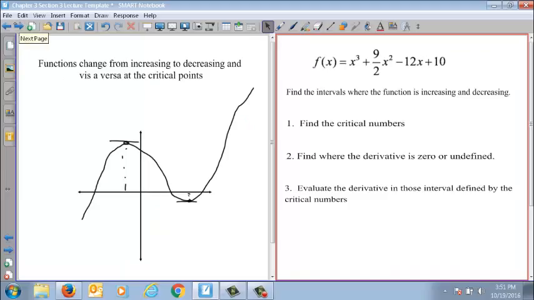So the procedure for doing these problems is you take the function and you find the critical numbers for this function. Find where the derivative is 0 or undefined. That's how to find the critical numbers. Once you have the critical numbers, then you take the interval or the domain of the function, you break it up into intervals, which are defined by these critical numbers. And then you find out in those intervals whether the function's increasing or decreasing.